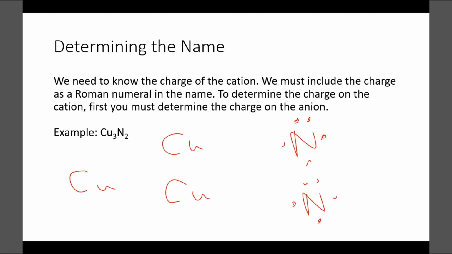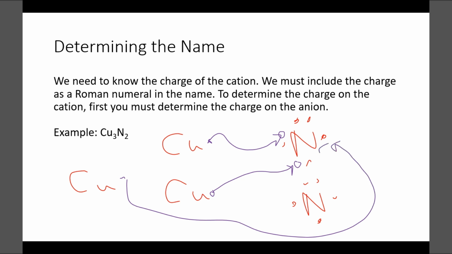And it's going to gain those electrons from copper. So I'm going to start by just giving each copper 1 electron. And this is how you should always start. Just give each of your cations 1 electron. And this copper is going to give it to nitrogen. This copper is going to give it to nitrogen. And this copper is going to give it to nitrogen. Now, this nitrogen up here, my top nitrogen, has a total of 8 valence electrons. So it's stable.